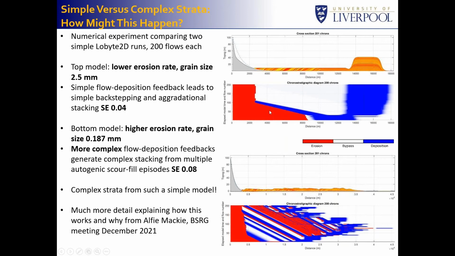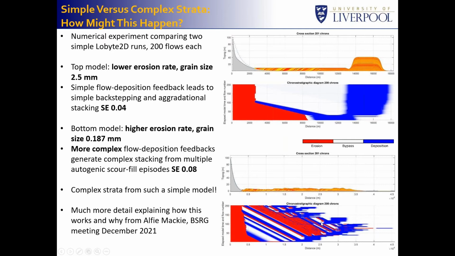This blue-red diagram is a chronostrat version of that cross-section. So you've got distance versus the number of flows, so effectively time. Blue is deposition, so you can see that mound corresponds to this big blue blob, and that backstepping there corresponds to this blue wedge, which is diachronously backing up the slope, right? The point about this, though, is it's pretty simple. Solid areas of blue, solid areas of red, solid areas of bypass in between, where relevant.